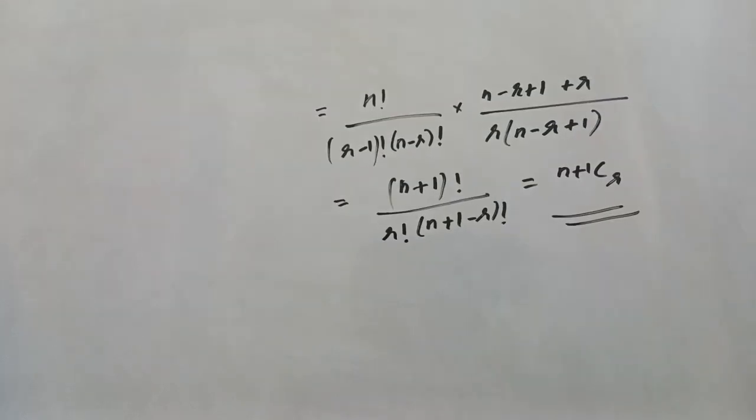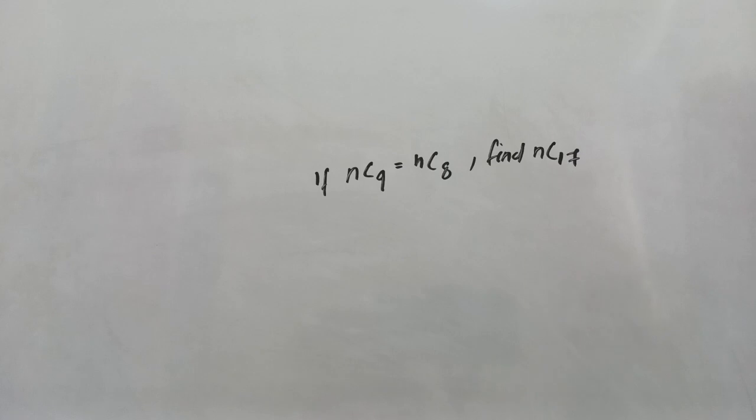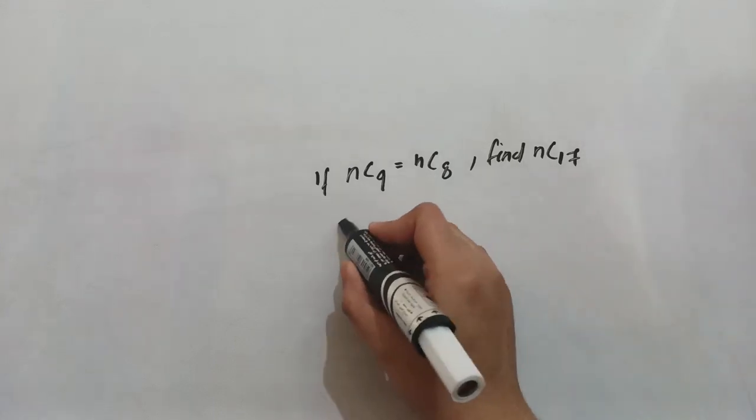Hence the theorem is proved, that is nCr plus nC(r minus 1) equals (n plus 1)Cr. Next we can discuss one problem. If nC9 equals nC8, then find nC17. Solution.